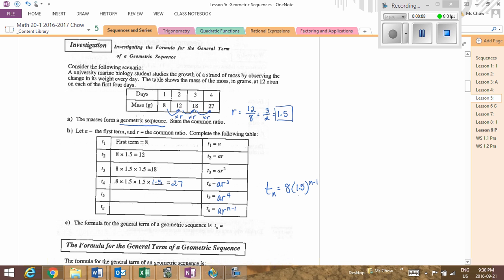You might be tempted to multiply 8 times 1.5, but you're not going to do that. And why? Because we're recognizing that order of operations comes into play, and we have to do the exponent on the base 1.5 before we multiply. So do not multiply 8 times 1.5. This is as simplified as it will get.